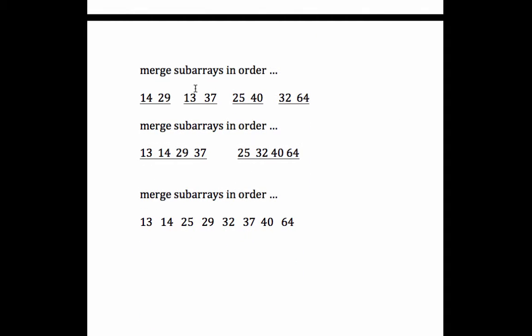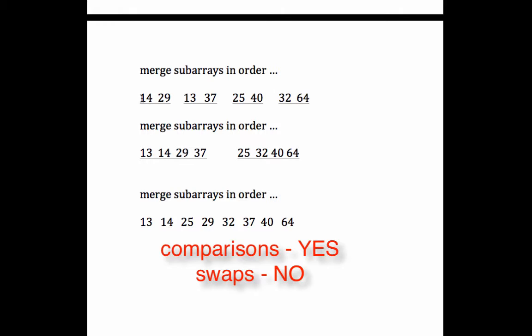Now, when I start merging them in order, of course, I have to compare. So I'm going to take these 2 subarrays, and I compare the first one of one subarray with the first element of the other subarray, decide which one is smaller, and put that on the first position. When I get to this point, I'm going to do the same thing. I'm going to take the first value of one subarray, compare it to the first value of the other subarray, decide which one is the smallest, and insert that into the first position.